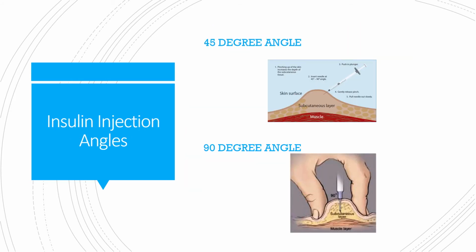Insulin can be injected at 2 different angles: a 45-degree angle for a thin adult, child, or infant. You do want to pinch up a piece of that subcutaneous layer of tissue and inject at a 45-degree angle for your thinner patients, like I said, your child or your infant patients. For a normal size adult, you can pinch up the subcutaneous tissue and give the injection at a 90-degree angle. So straight in.